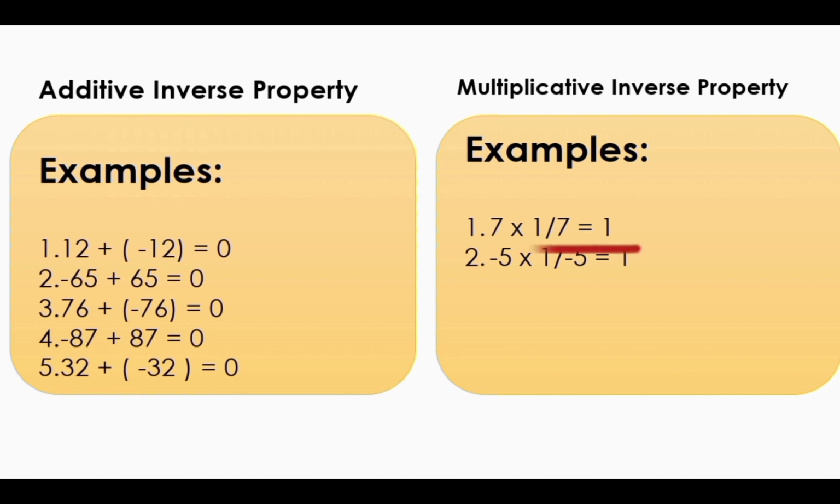Examples: 7 times 1 over 7 is equal to 1. Negative 5 times 1 over negative 5 is equal to 1.